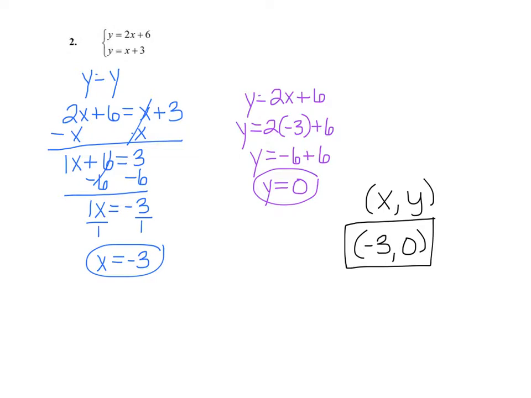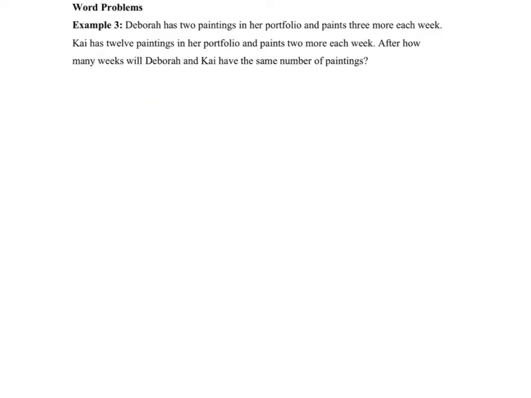Let's do another example together. So let's look at example 3, which is a word problem, and we will be dealing with word problems with system of equations. And it says Deborah has 2 paintings in her portfolio and paints 3 more each week. Kai has 12 paintings in her portfolio and paints 2 more each week. After how many weeks will Deborah and Kai have the same number of paintings?